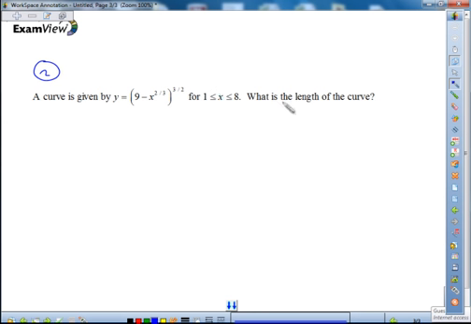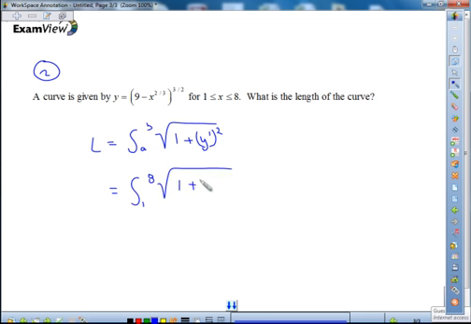Problem number 2 says, a curve is given by y equals quantity 9 minus x to the 2/3, to the 3/2, from 1 to 8. What is the length of the curve? Remember, the definition of length is the integral from a to b of the square root of 1 plus y prime squared. So I'm going to have the integral from 1 to 8 of 1 plus my derivative.